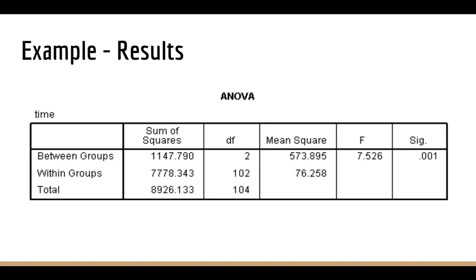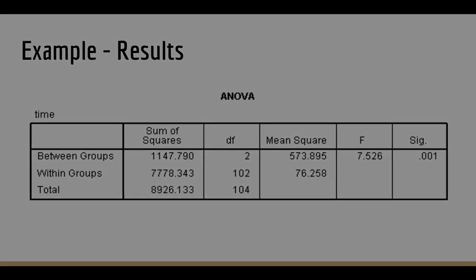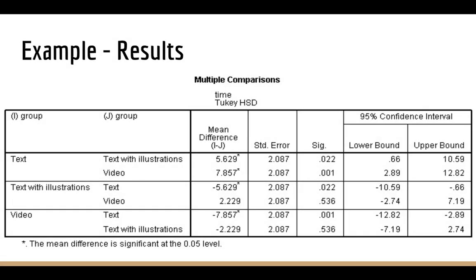Okay, so we know there's a difference somewhere, but we don't know where it is. So let's look at the post-hocs. This table is the post-hoc table. It looks really intimidating, but just like the correlation matrices, it's really redundant. It has the same information in a lot of different places. Okay, so let's just break it down, and it's just looking at each group compared to every other group. Okay, so first let's compare text alone with text with illustrations. We're just going to see if those two groups were different from each other.